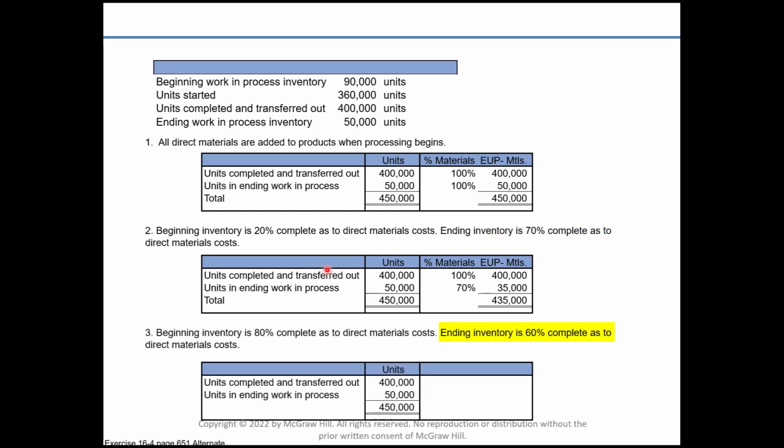The last scenario says beginning inventory is 80%. Again, we're going to ignore that. Ending inventory is 60%. So units completed and transferred out, again, they're always 100%. The ending work in process for this example is 60%, so 50,000 times 0.6. So now our equivalent units under this scenario is 430,000.